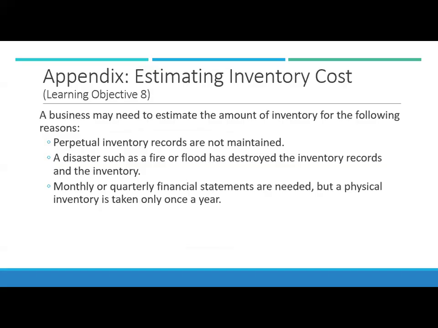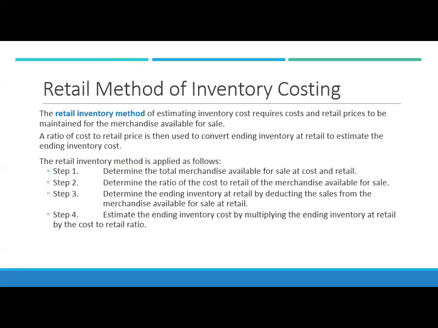And so for now, we're going to get into the retail method and the gross profit method of estimating cost of goods sold and ending inventory. This is used if perpetual inventory records are not maintained, they have a disaster that destroys the inventory records and the inventory, or there's monthly and quarterly financial statements that are needed, but a physical inventory is only taken once per year. And so what we can do is estimate the inventory.